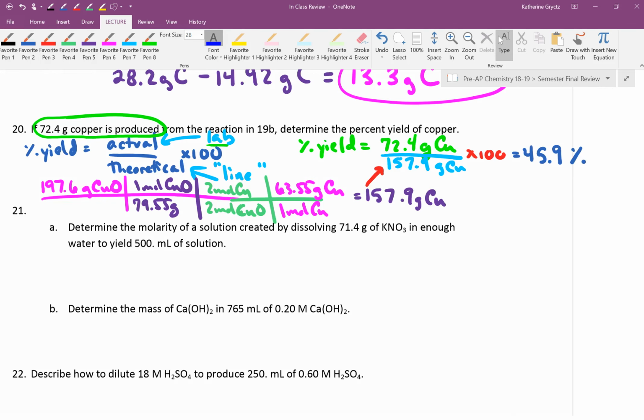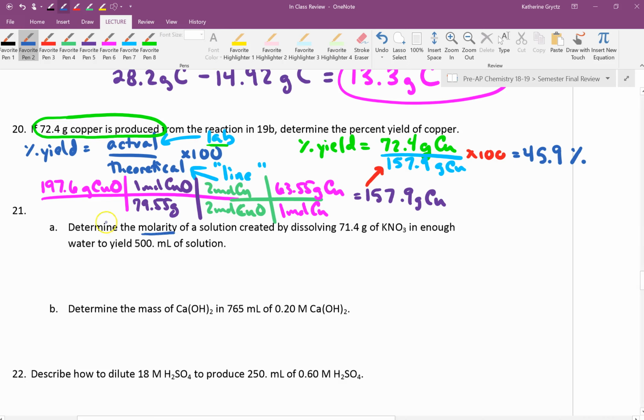Okay, so 19 and 20 covered all kinds of stoichiometry and limiting reactants and percent yield. You may need some more practice on that, and there's some more on your take-home review. So 21 switches to Unit 4, but still dealing with this math and stoichiometry. Just switching to molarity, which we've already used at least once in these calculations. But A says determine the molarity of a solution.